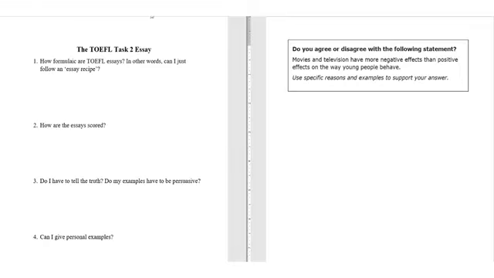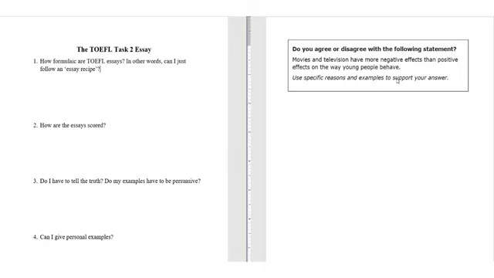Now, if you look on the left here, I have some questions that I'm often asked by students about the Task 2 essay, and then on the right, I have an actual TOEFL Task 2 prompt that we will write the essay together with. So anyway, let's just begin with number one. Number one says, how formulaic are TOEFL essays?